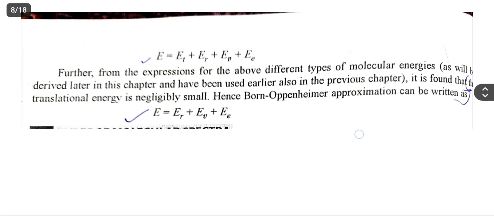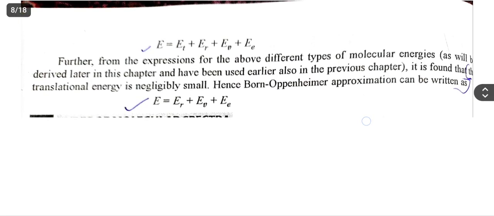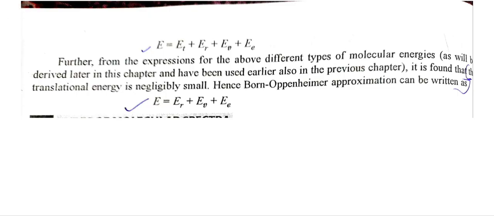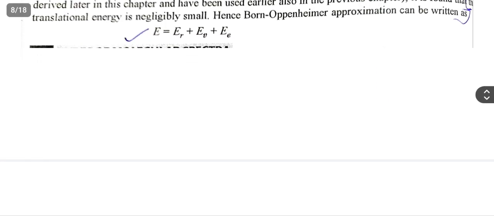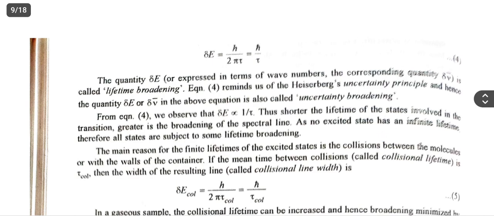Further, the expressions for the different types of molecular energy, derived later in this chapter, have been used earlier. Also, it was found previously that the translational energy is negligible. Hence the Born-Oppenheimer approximation gives E = ER + EV + EE. Delta E is equal to h by 2 pi tau, that is, h by tau.